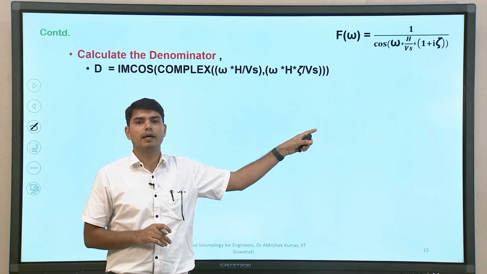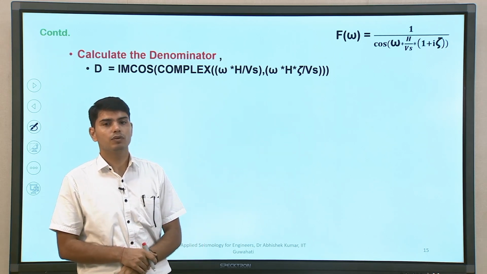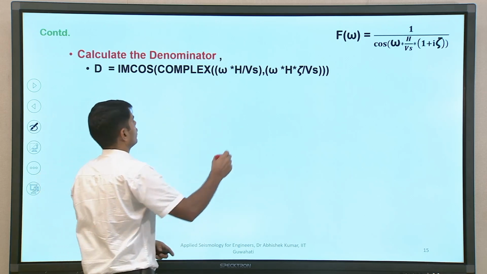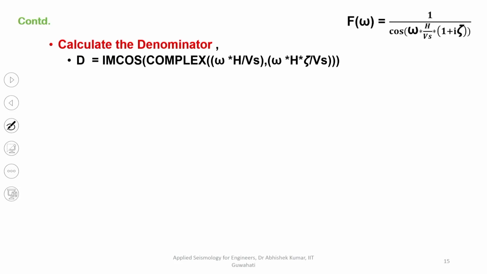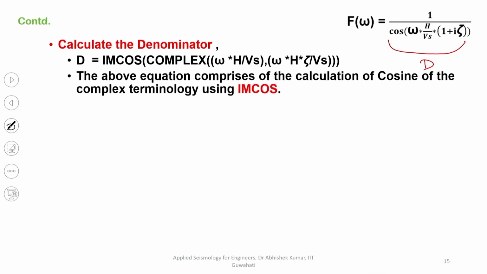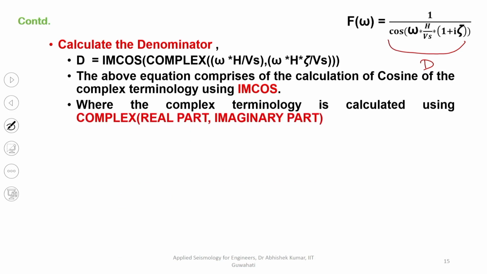Remember, this is not amplification factor, this is a transfer function value, it is the value of the denominator. So, d is basically indicating whatever is given in the denominator in this particular equation. So, this part is actually d. Once you determine the value of d, you can find out how much is the value of the transfer function. So, the above equation comprises all the calculation of cosine of complex terminology using IMCOS. IMCOS is going to give you cosine of complex terms which are inside the bracket, which is given in that particular equation.